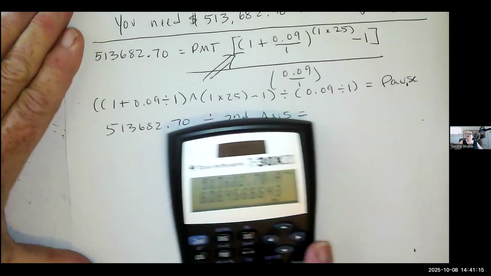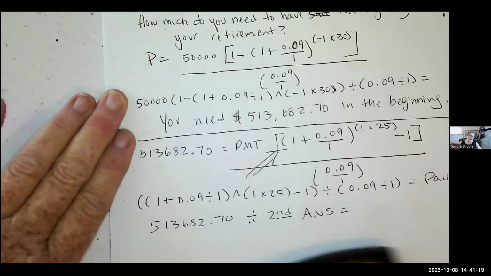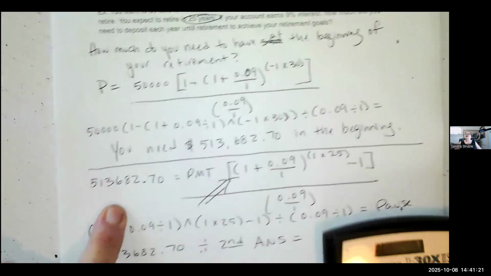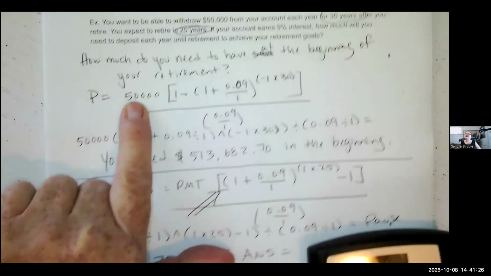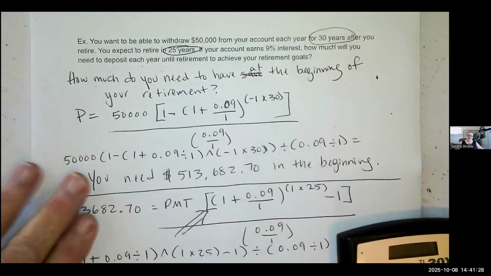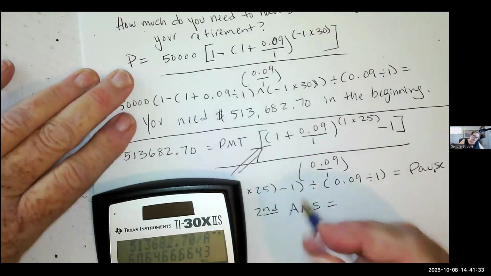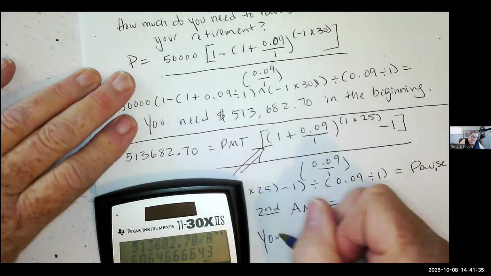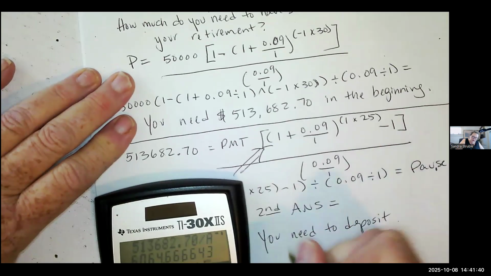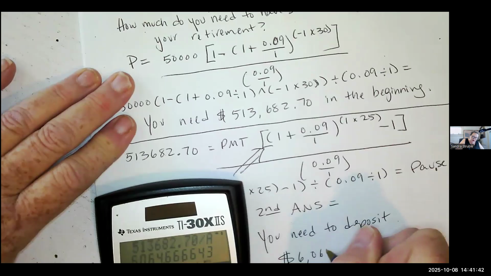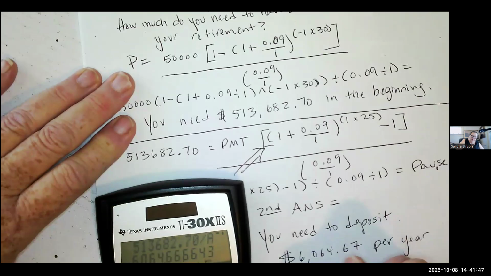This is how much money you have to put in every year for 25 years in order to have this amount of money at the end of your annuity and also at the beginning of your retirement, so you can take out $50,000 a year for 30 years. So this is what answers the question. How much will you need to deposit each year? You need to deposit $6,064.67 per year for 25 years.